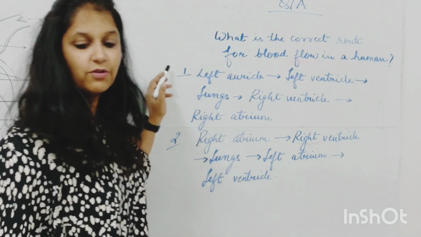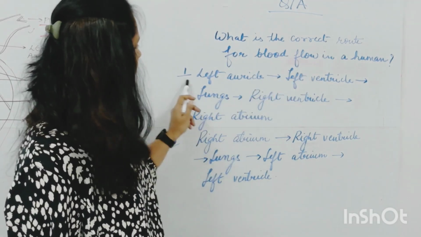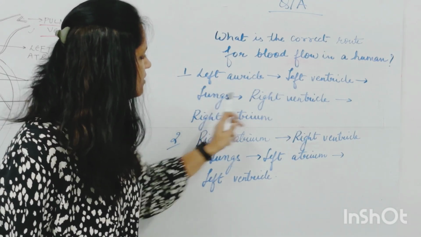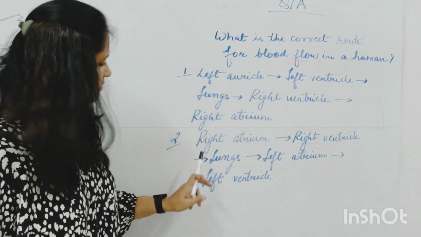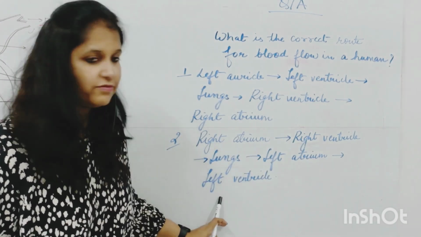I have a question for you all. What is the correct route for blood flow in a human? First or second? First: left auricle, left ventricle, lungs, right ventricle, and right atrium. Second: right atrium, right ventricle, lungs, left atrium, left ventricle.